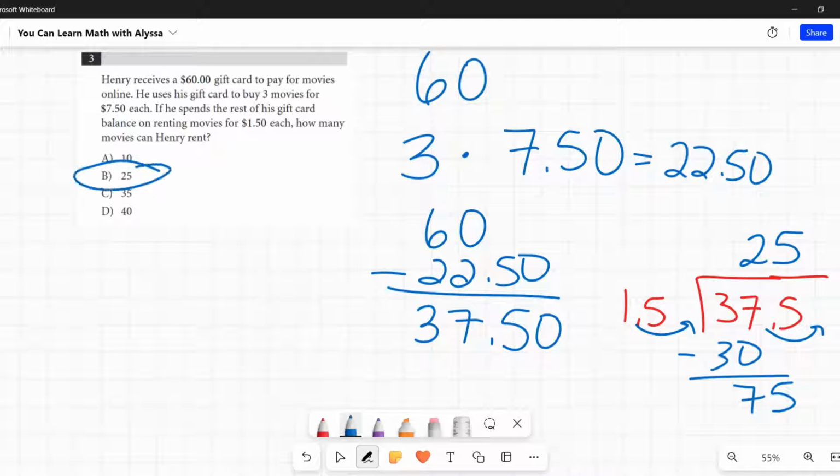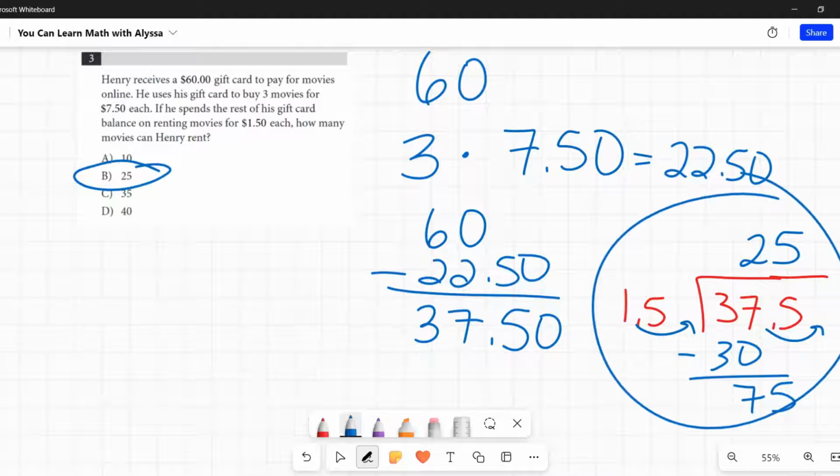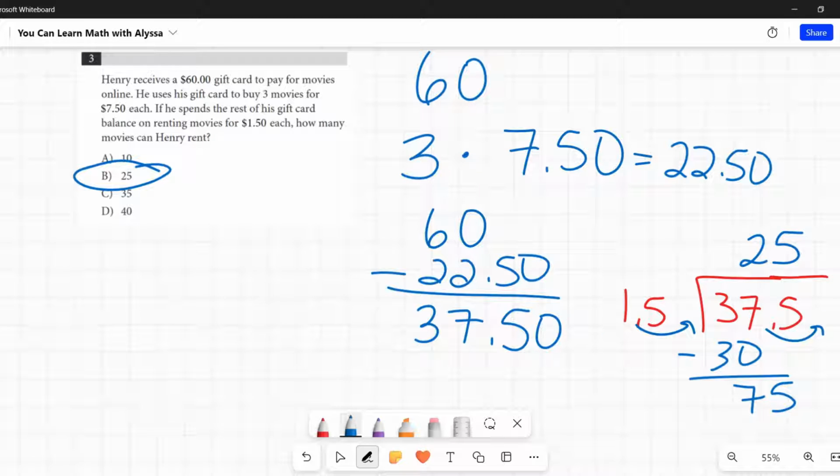Now this is one of those cases also where if you're looking at the choices, if you start this division, as soon as you say 15 goes into 37 2 times, you know your answer because there's only one answer that begins with 2. We have 10, 25, 35, and 40. So as soon as you get that 2, you know it's 25. But if the answers had been different, it's good to know how to divide. Again, if you choose to do that by a calculator, that's fine. You are allowed to do so.